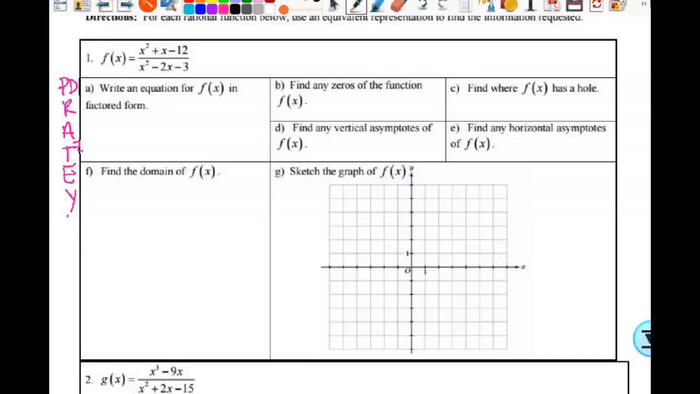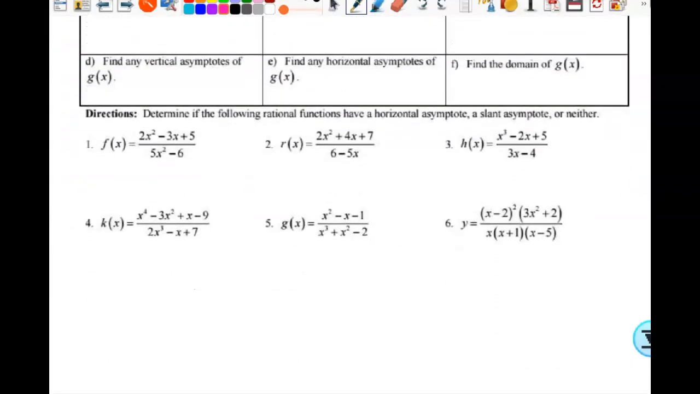The next thing is down here. Now the numbering is weird, but get over that. I did that so you wouldn't have another quote packet. On 1 through 6 on the bottom here, it just says determine if the following rational functions have a horizontal, slant, or neither. You don't have to actually tell me what they are. So this should go very quickly. You just tell me if it's horizontal, slant, or neither, and move on. Okay, you'll have to actually find them on some other things.